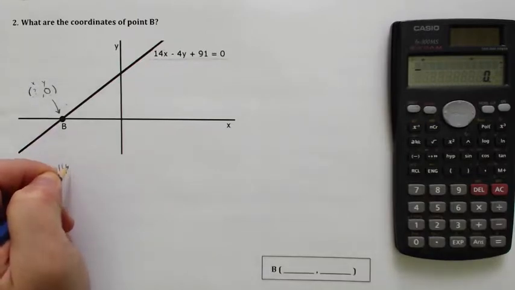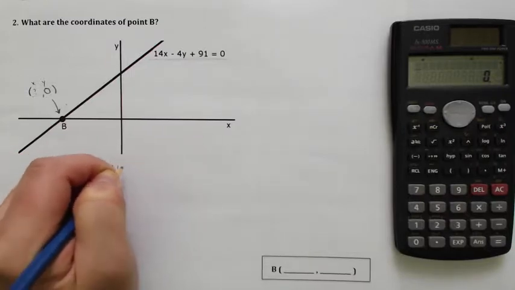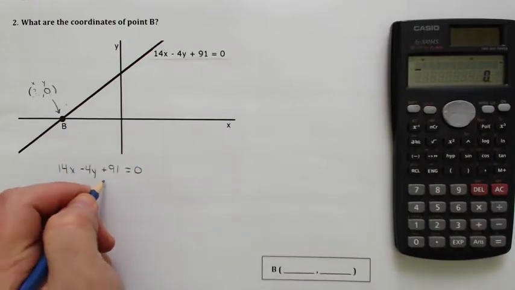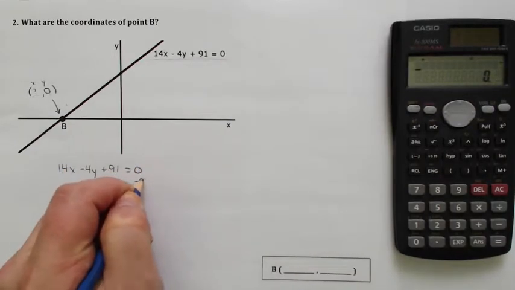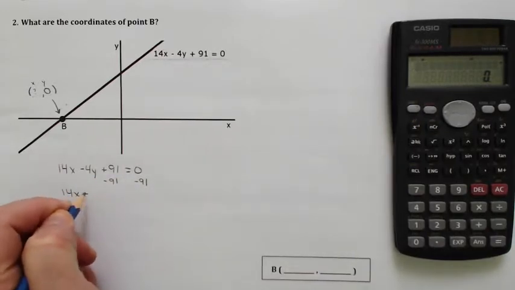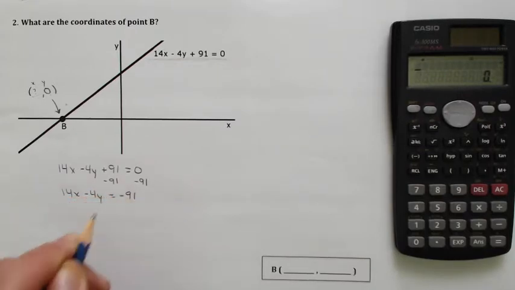I'll just take a second. I'm going to copy that out down here: 14x minus 4y plus 91 is 0. So I'm going to subtract 91 from both sides, which is going to leave me with 14x on the left minus 4y is equal to negative 91.